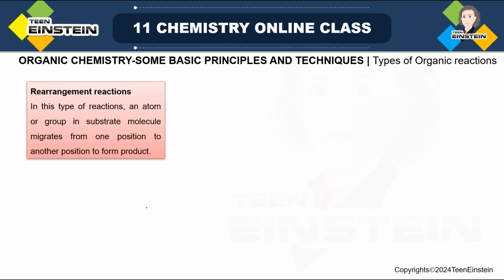And the last type. So we have seen substitution, we have seen addition, then the reverse of addition is elimination. Now rearrangement. In rearrangement, there is nothing we will add, nothing we will be removing, that is nothing we will be eliminating, but there will be some position change for the atom or groups. So in this type of reaction, an atom or group in a substrate molecule migrates from one position to another position. When they are changing their position, some bonds are broken, some newly generated bonds are there. So you will be getting a new product.